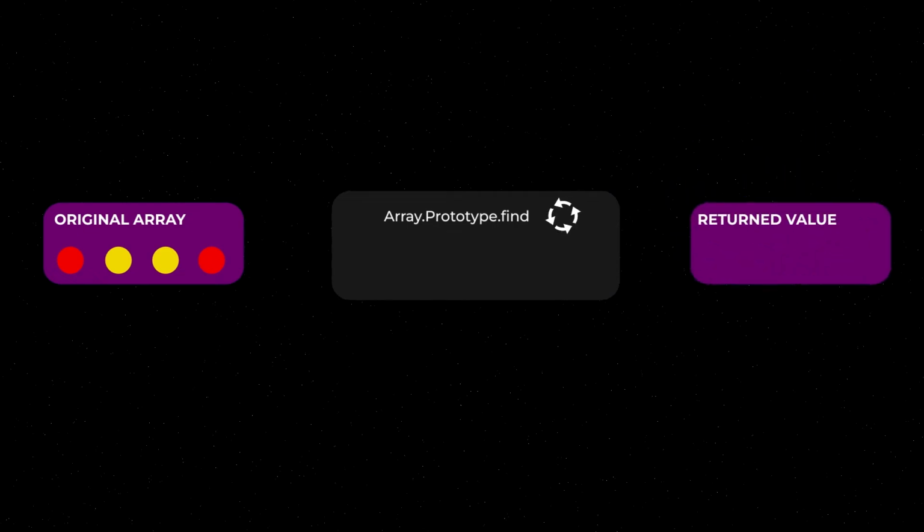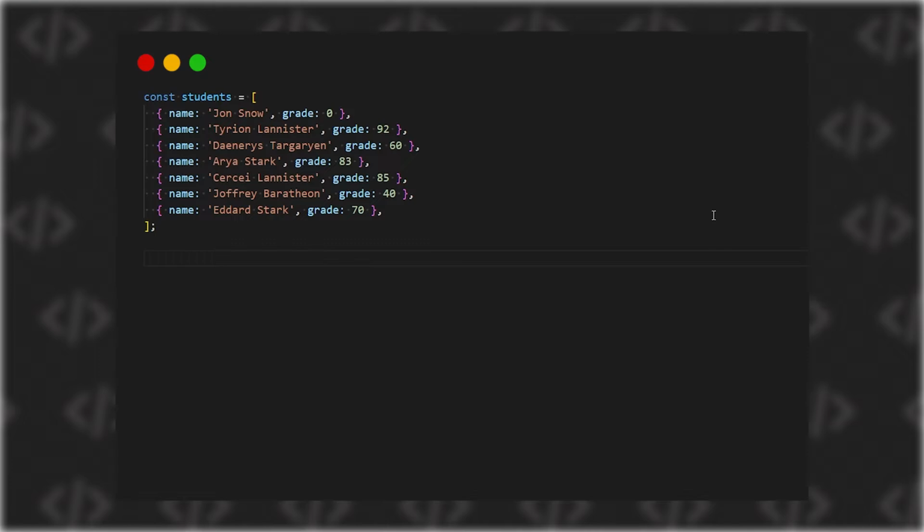Find. Unlike includes, this function checks if one of the elements inside the array meets the provided condition and returns the element itself. It will loop over every element of the array until it finds an entry that satisfies the callback condition, and then it will return the element itself. Alternatively, it will return undefined.